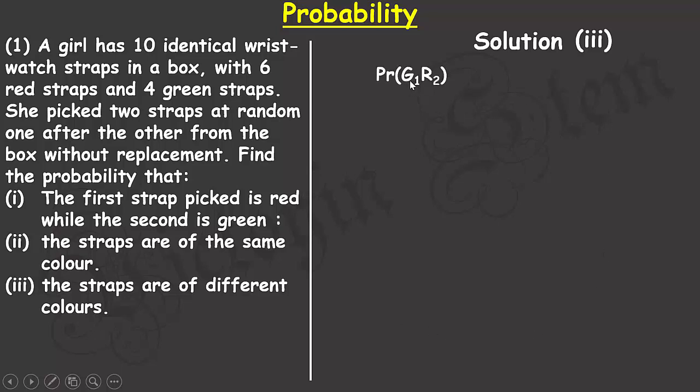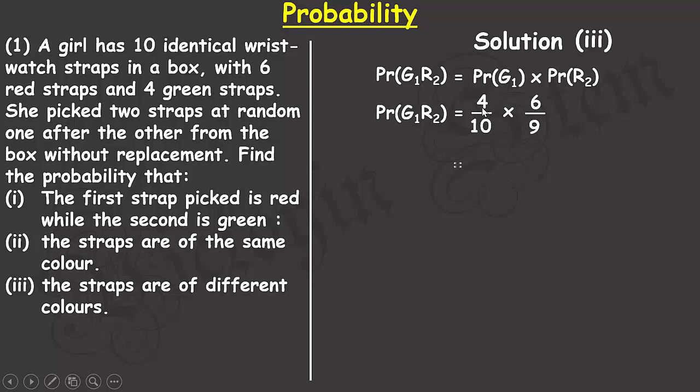Now the probability of picking a green strap first and then a red strap next will be the probability of picking a green strap multiplied by the probability of picking a red strap. So how many green straps are in the box? There are 4 green straps, so it will be 4 divided by 10, 10 being the total number of straps, 4 representing the green straps, multiplied by how many red straps are there? 6. Since a red strap has not been picked before, but a green strap has been picked and is not replaced, the total will reduce to 9. So 4 times 6 is 24, 10 times 9 is 90. So 24 divided by 6 is 4, 90 divided by 6 is 15.